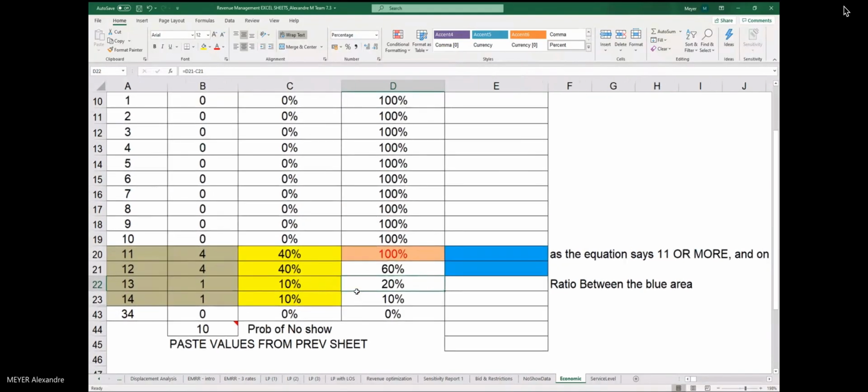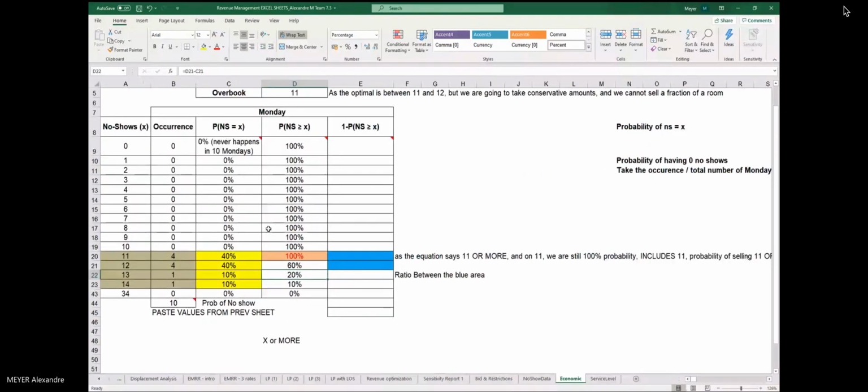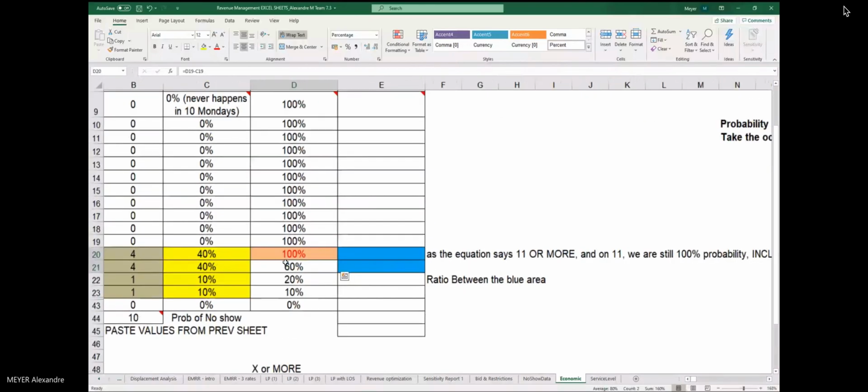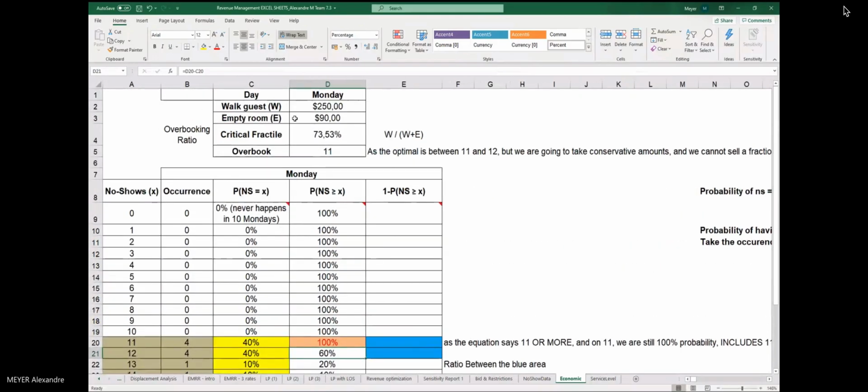So how would you be able to find the amount of rooms to overbook? Well, you can see the large majority is going to have to be between 11 and 12, right? The highest probability is 11 and 12. You have an 80% chance that you have between 11 and 12 no-shows. So you already know that immediately. And very, very rarely, for example the 60% here, is it going to be equal to the overbooking ratio. It's almost impossible. But what you can do is, we know that our critical fractile is 73%.